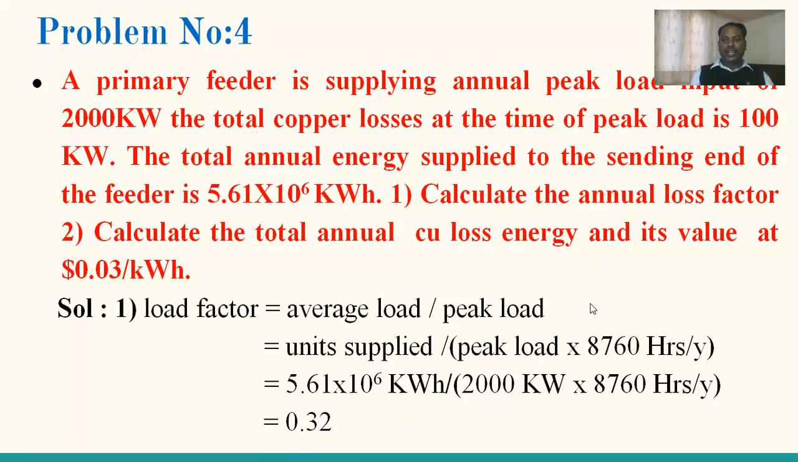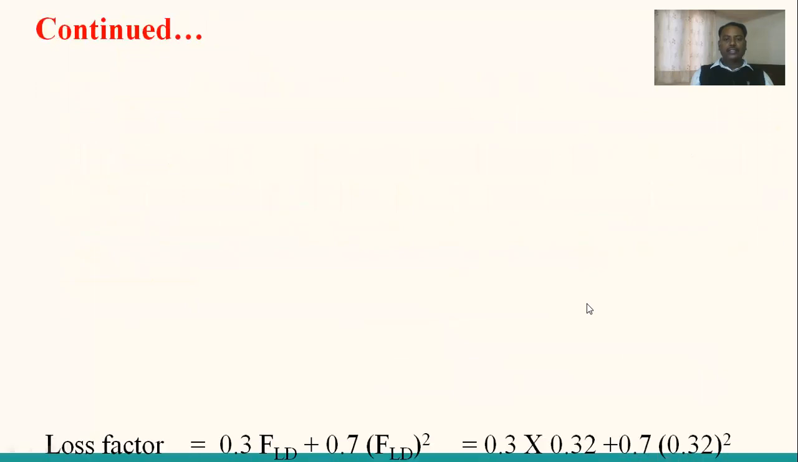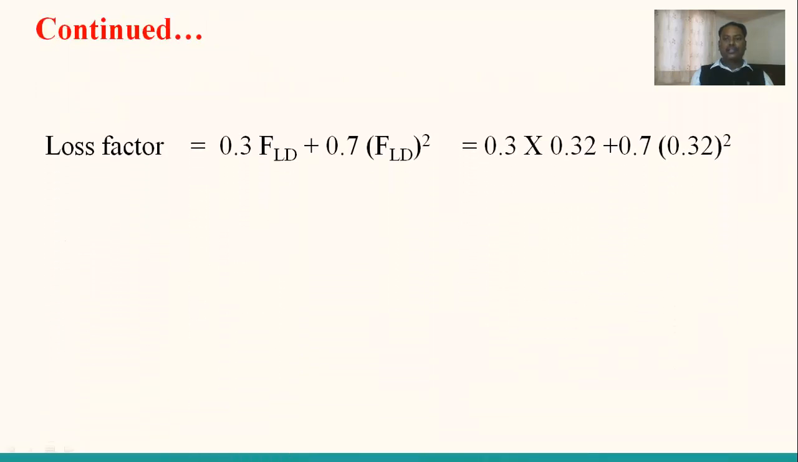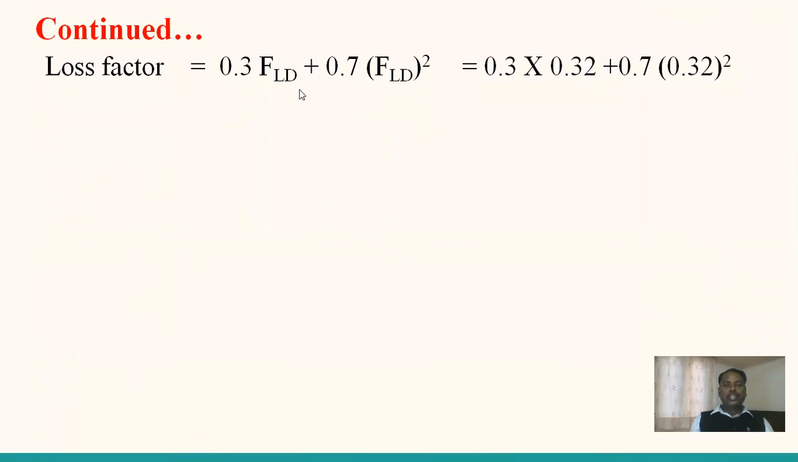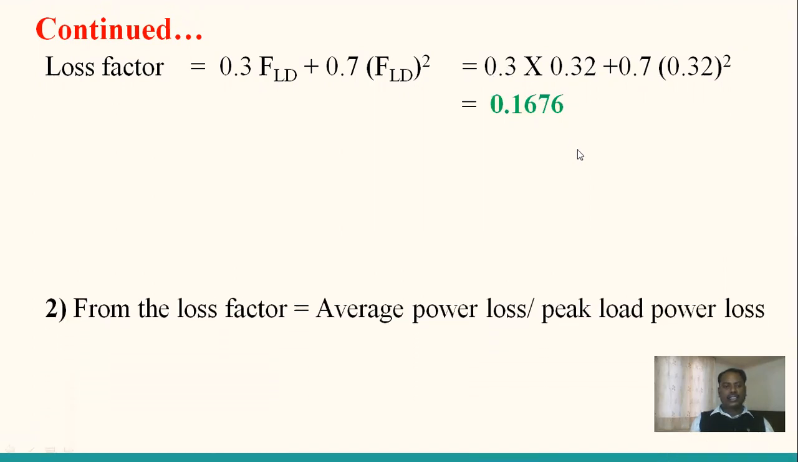Why? Because there is an approximate formula with us. Loss factor is equal to 0.3 times load factor plus 0.7 times load factor squared, which is equal to 0.3 into 0.32 plus 0.7 into 0.32 whole squared. Calculating this, the loss factor has a value of 0.1676.